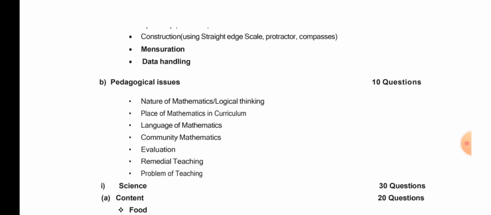Now, nature of mathematics you have to know, logical thinking you have to be well versed in, then place of mathematics in the curriculum. See, mathematics is involved in all the subjects, be it history, science, geography, politics, or English, everywhere mathematics is there, right? Now, language of mathematics means the structure of the language used in teaching mathematics, that we should know. The community of mathematics we should know. Evaluation, how do we evaluate the child mathematically? Then remedial teaching, problem solving, problems of teaching, the different types of problems a mathematics teacher might face. All those things we have to understand, right?